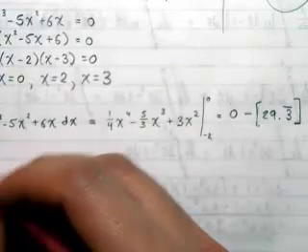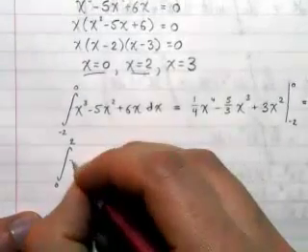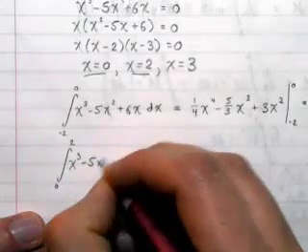With my next one, I said I had to go 0 to 2, right? Because my zeros give me my next chunk. So 0 to 2.